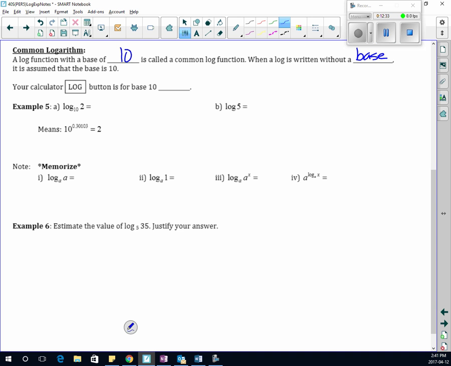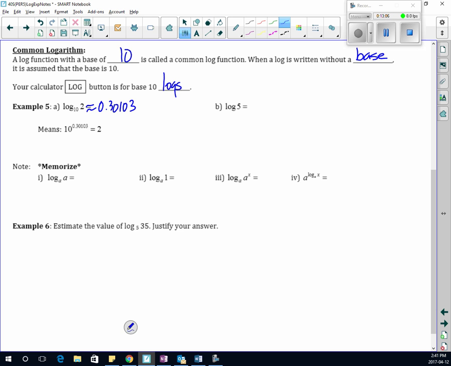So on your calculator, grab your calculator. You have a LOG button. That stands for logarithm. Your calculator log button is for base 10 logs. So can you find the log of 2? Grab your calculator and punch it in. Log 2, enter. So you get 0.30103, yes? Something like that?